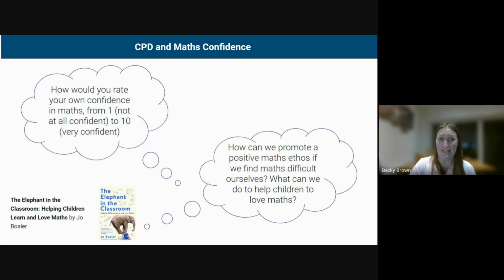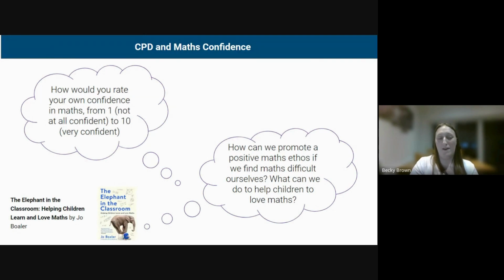As I said, it's okay to say, actually, I find this really difficult to understand, but what helps me is this. You can be in it together. You're all in it together. Mastery is about being in the maths journey together, the whole class, educators as well, teachers, TAs, everyone going on that journey.